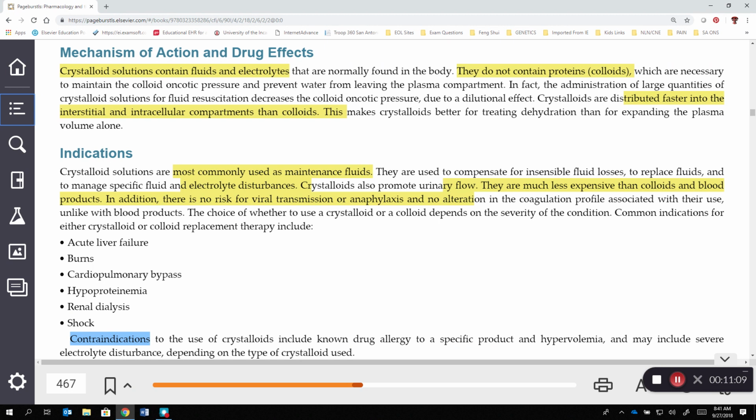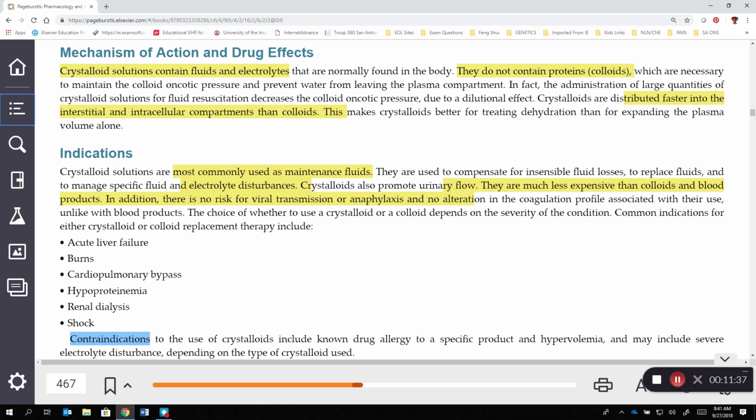So I want you to think about something. If these are things that we normally have in our body, do you suppose that anyone's going to have an allergy to these things? No, they won't. They're not going to be allergic to normal saline or sodium or potassium. These are things that are normally found within the body. So that's one thing you can cross off your list for having to learn: allergies for any of these things that we're going to talk about.